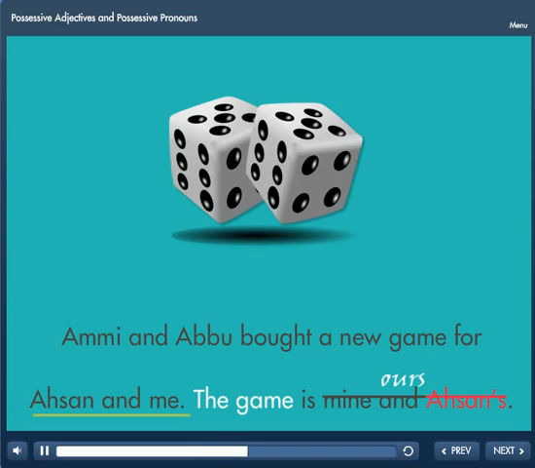If you noticed, this example was special. The game is mine and Essen's already used one possessive pronoun, mine. However, to make it even shorter, I replaced mine and Essen's with one single pronoun, that is, ours. The game is ours.